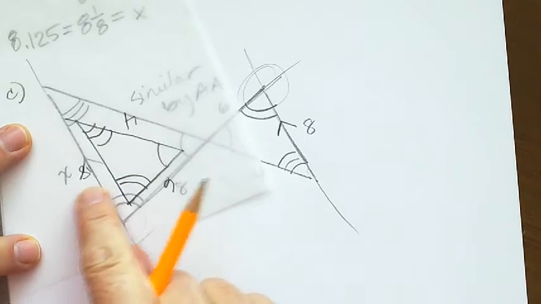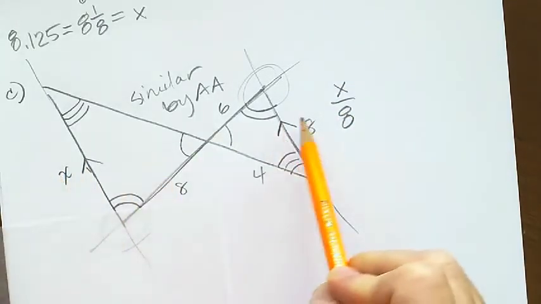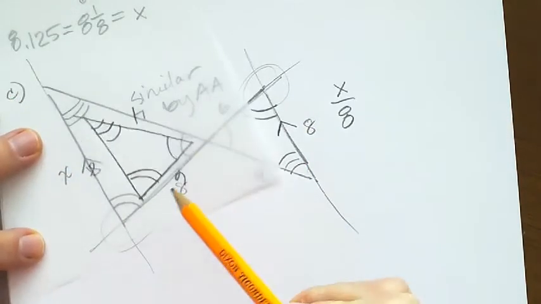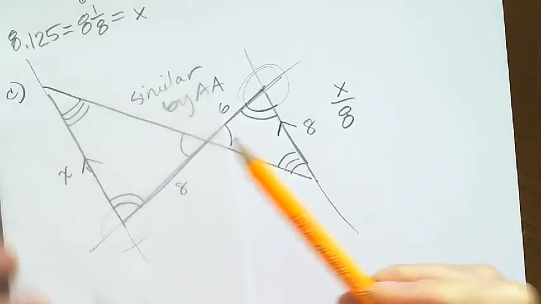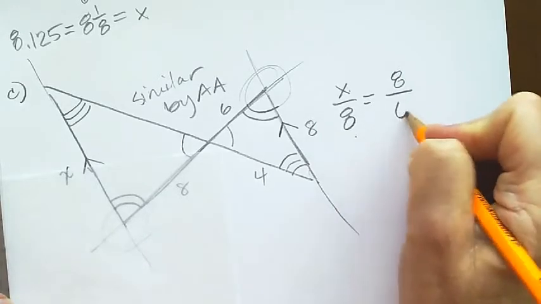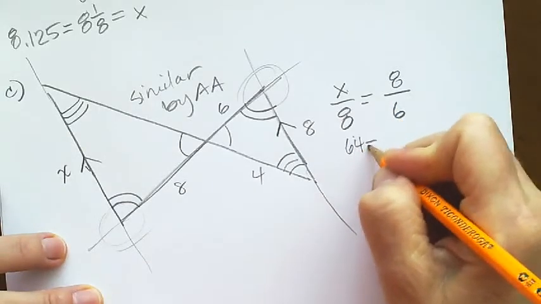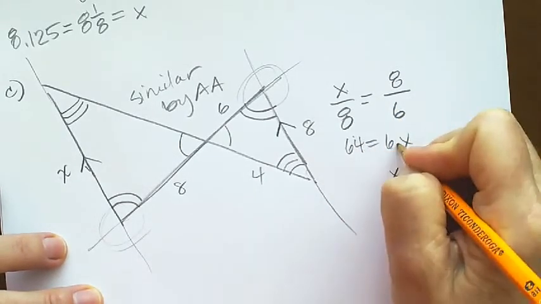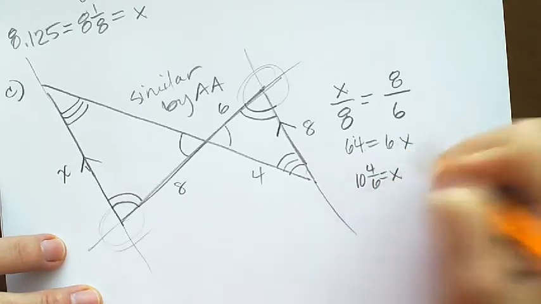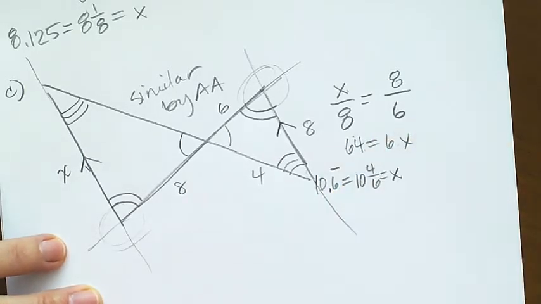So X corresponds to 8, so X is to 8 as 8 is to what? 8 corresponds to 6. So X is to 8 as 8 corresponds to 6. Cross multiply, that's going to give you 64 equals 6x. 64 divided by 6 would be 10 and 4 over 6, which is 10.6 repeated.